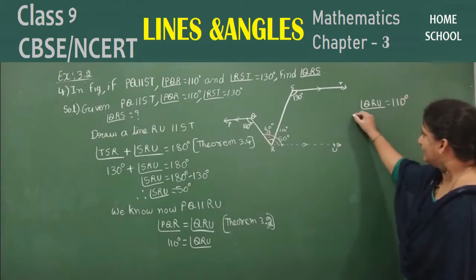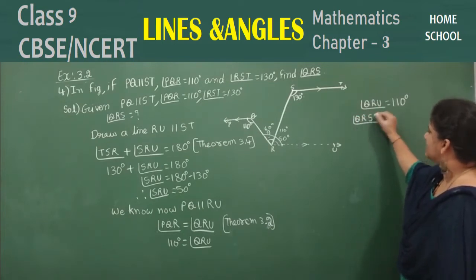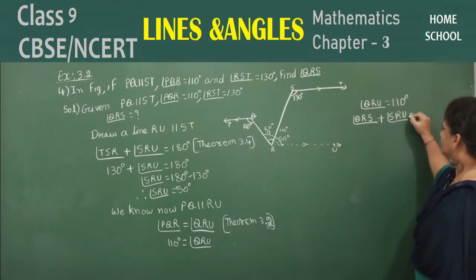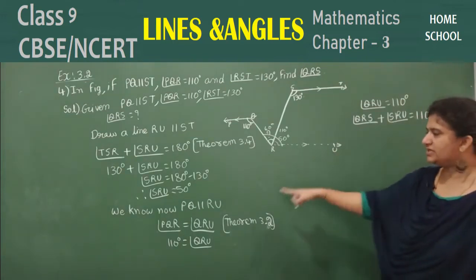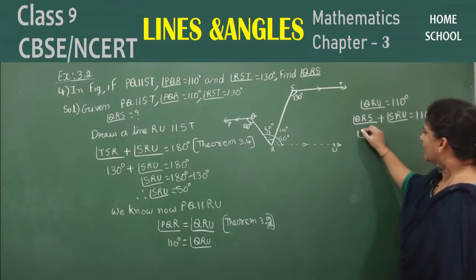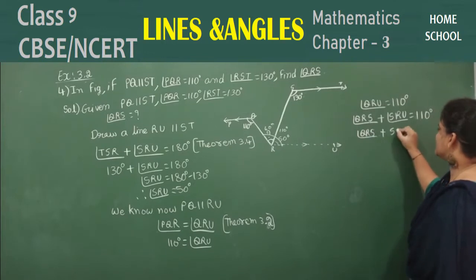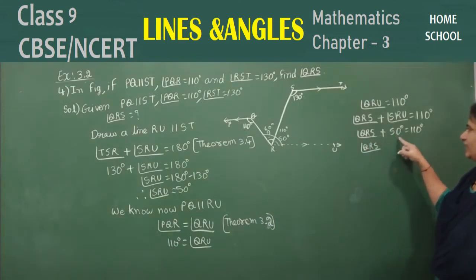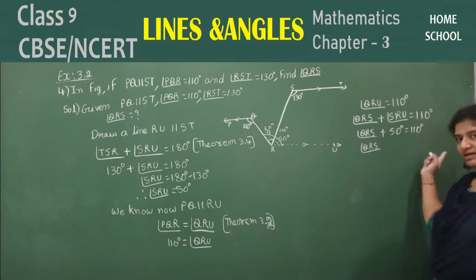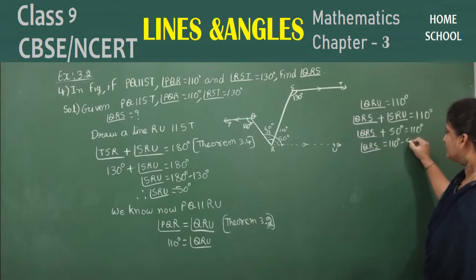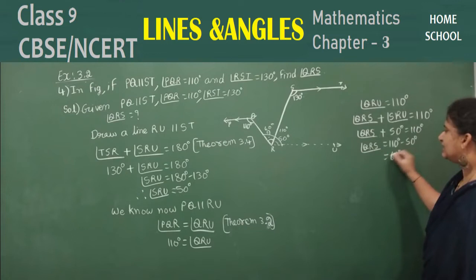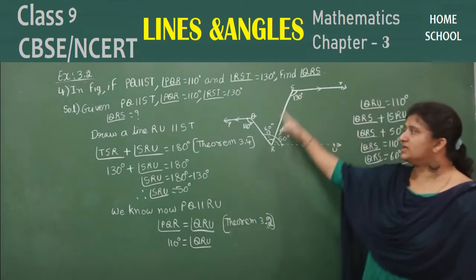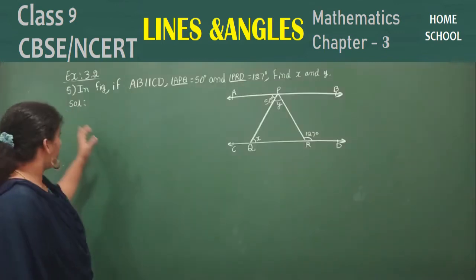QRU, you can split the angle. How can you split it? Angle QRS plus angle SRU is equal to 110 degree. Now what is the SRU angle, children? 50 degree. Substitute in that place. Angle QRS plus 50 degree is equal to 110 degree. Now send this 50 degree towards the right hand side, then it becomes minus 50 degree. 110 degree minus 50 degree, that will be 60 degree, is your answer. What they asked, angle QRS is how much? 60 degree.